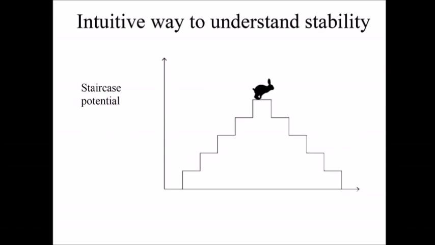So let me explain intuitively how you can understand this. Imagine you have a potential that looks like a staircase. You understand quantum mechanics, and you know that if I have a particle at the top of this staircase, what will happen to the wave function? This is a rabbit. What happens if I write down the wave function for a rabbit?